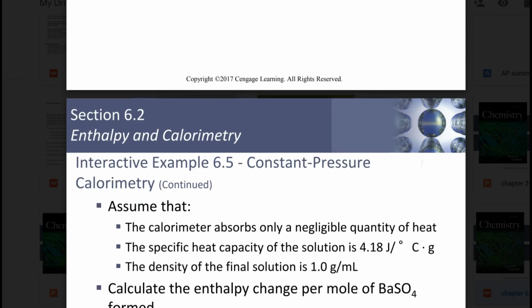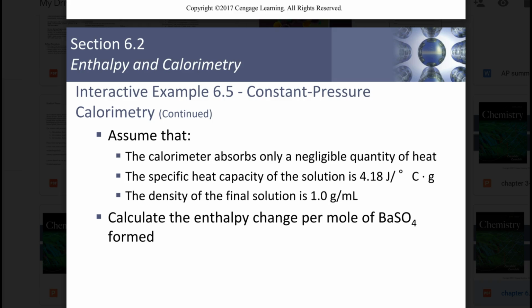Now, here are some assumptions you have to make. The calorimeter itself doesn't absorb or release heat. You're assuming the calorimeter isn't doing anything, just the solution inside it. Specific heat of water is 4.18 joules per degree Celsius per gram. Density of the final solution is 1 gram per mL because you're assuming it's pretty much mostly water. Wait, do we have to convert it to Kelvin? These are all per degree Celsius. Now you're going to calculate the enthalpy change per mole of barium sulfate that has formed.